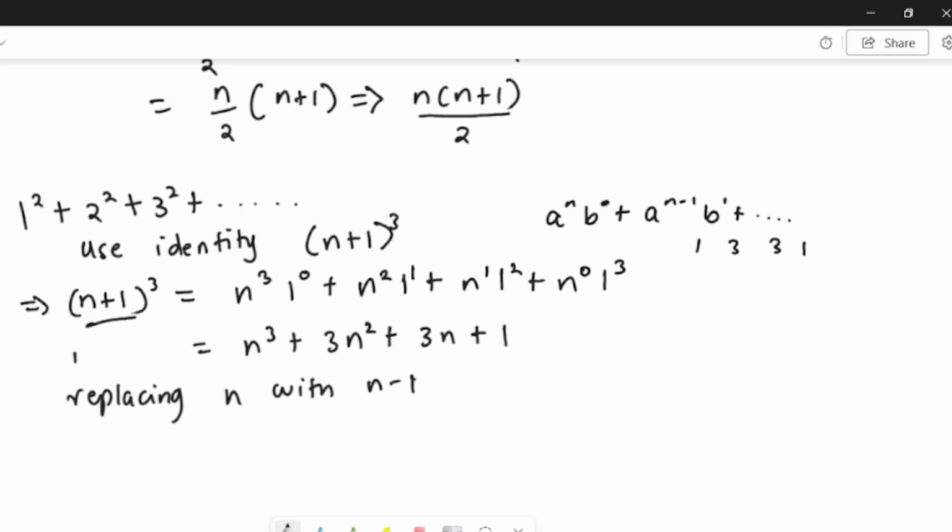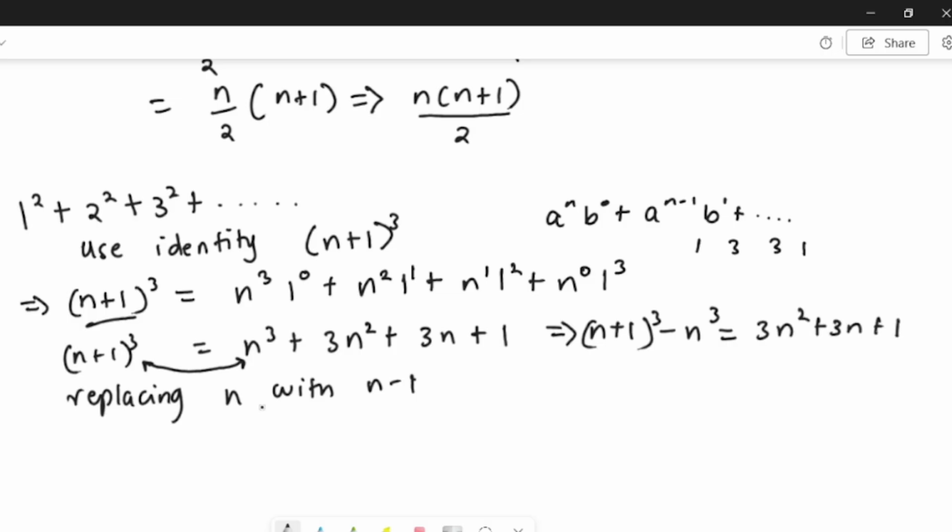But before we replace n with n minus 1, we need to come up with an identity. You can see these ones are to power 3. Now we are going to collect like terms and get n plus 1 cubed minus n cubed is equal to 3n squared plus 3n plus 1. This is the identity you are going to use, decreasing it step by step.